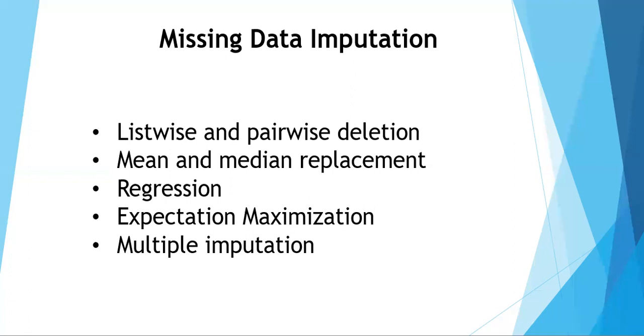Next would be mean and median replacement. Now, this would be for missing cells for one variable. The researcher would compute the mean for that variable and insert the mean for each of the missing cells for a given variable. Same thing with the median, except you would compute the median for the variable and insert the median for each of those cells.